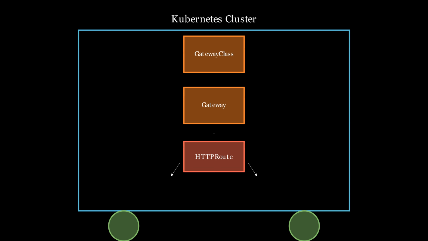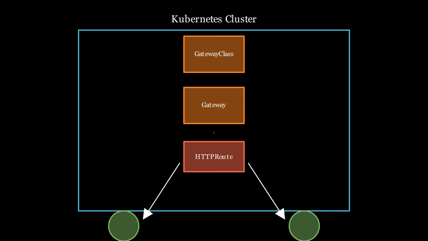This hierarchy provides a clear separation of concerns. GatewayClass defines what type of gateway to create. Gateway implements that configuration. An HTTPRoute specifies how traffic should be routed to applications.